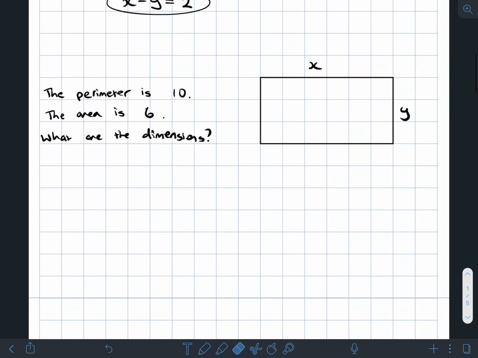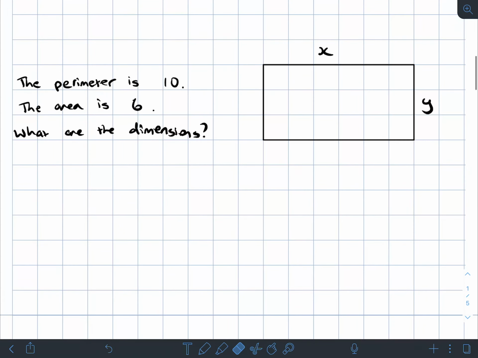So that's introduced. So that's one part of simultaneous equations. Let's have a look at another one. The perimeter is 10, the area is 6. What could those dimensions be?